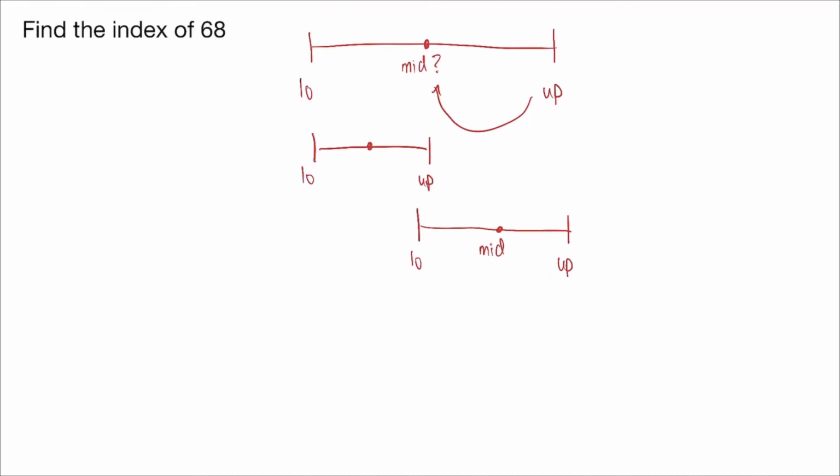So maybe the value might fall within this range, and then maybe it might fall within this range. Eventually we're going to end up with a single value that we're checking. At that point, if that value is what we want, then we're all done, and we can return the index of that value. If it's not the value that we want, then there's no point in continuing the search any farther, because the lower bound is going to be greater than the upper bound at some point. That's when we know that the element is no longer in the list.